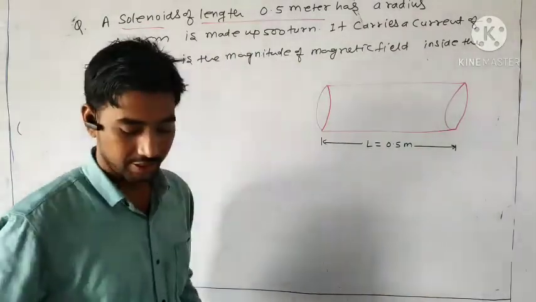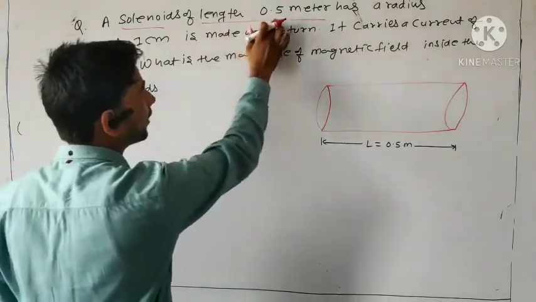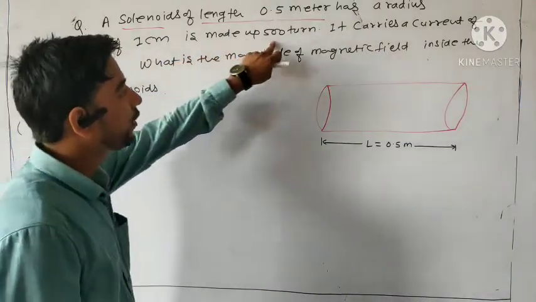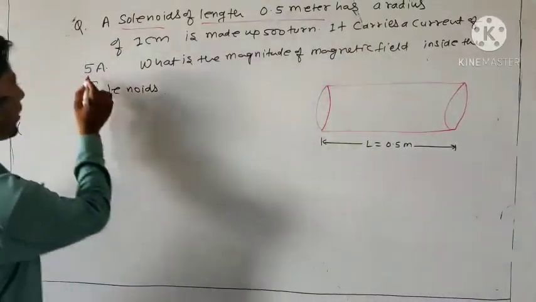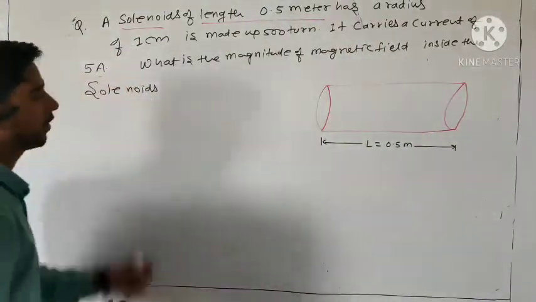Okay, the question is this: the solenoid of length 0.5 meter, with a radius of 1 centimeter, is made of 500 turns. It carries a current of 5 ampere. What is the magnitude of the magnetic field inside the solenoid?